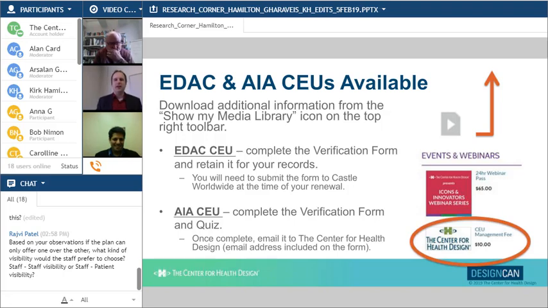Thanks very much, Arsalan and Kirk, for a really great conversation and for this interesting and thoughtful review of how visibility can influence teamwork, collaborative communication, and security issues in emergency departments.